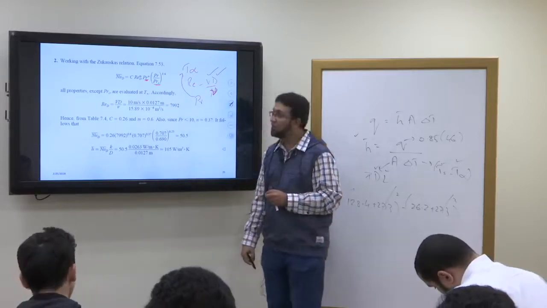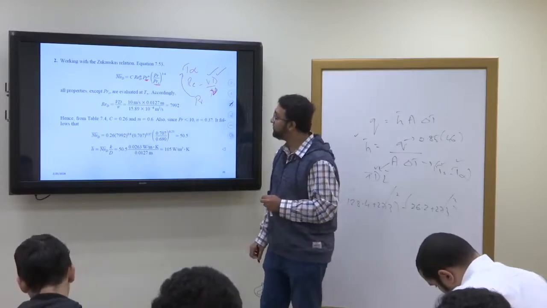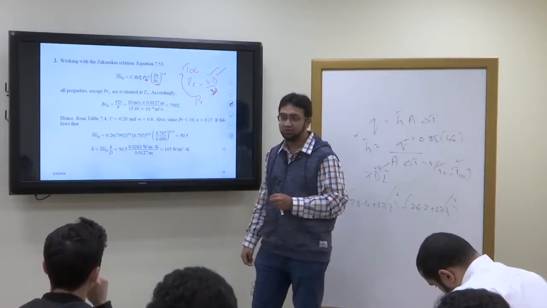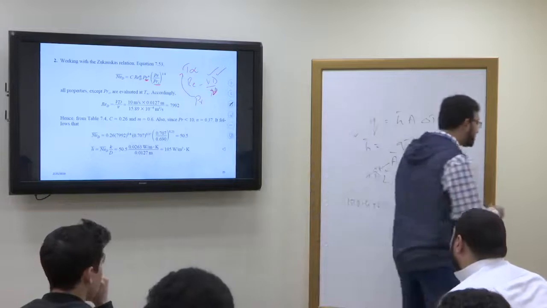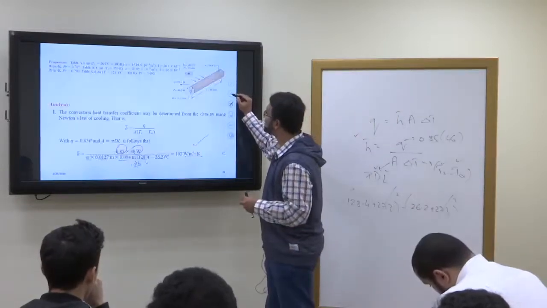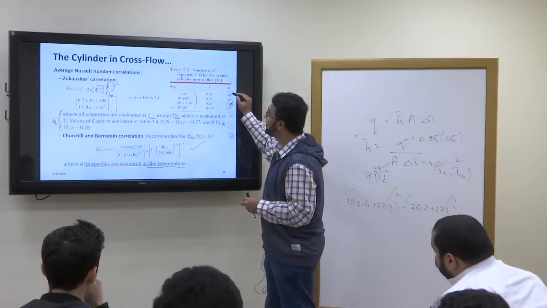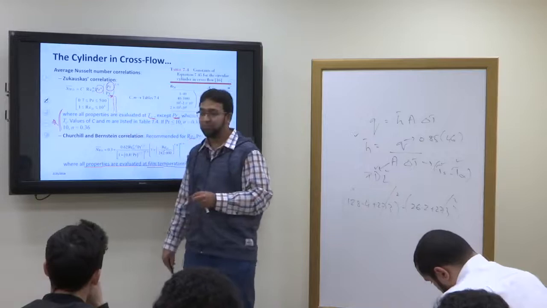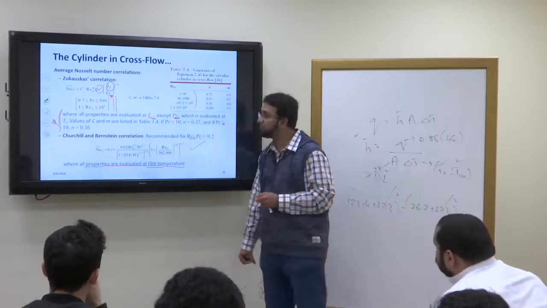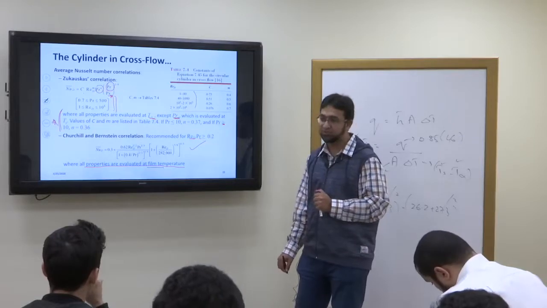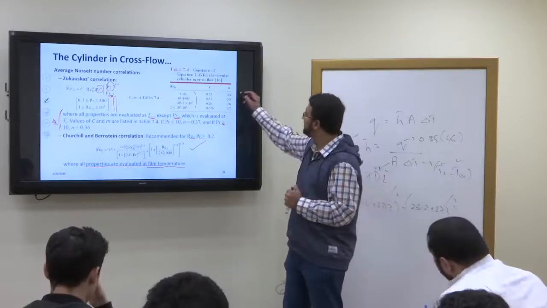Fine. So now before applying this, you will first check the validity. So let's see about the validity. What are the validity parameters here? For Zukauskas, validity parameters are two. Prandtl number should be between 0.7 to 500 and Reynolds number should be between 1 to 10 to the power 6.